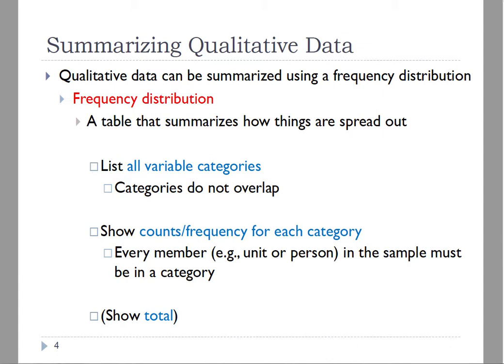Many times what we want to do is figure out a pattern for a particular data set. So anything you want to measure by a number, we use a data set. And what you're going to do is list all variable categories and make sure those categories do not overlap. And it will show the counts and the frequencies for each one of those categories. For example, every member in a team, or a unit or a person, in that sample, must be in a category. And then at the end, it's going to show a total.